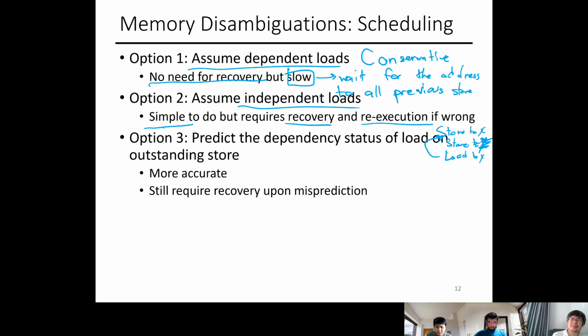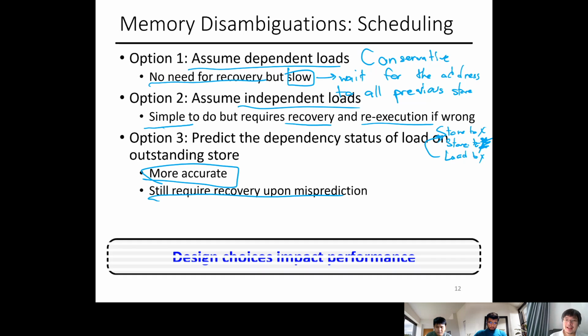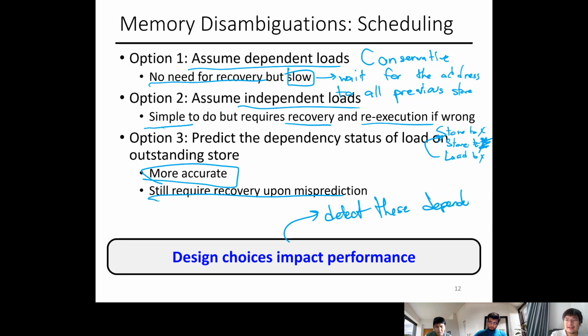Option 3 is the same as option 2, but you're going to be more accurate, basically. It still requires recovery about misprediction. There are papers, I think already in the reading list, that have a way to detect these dependencies. So this is a design choice, right? You can pick one of these options and you can pick a different predictor, because they are going to impact performance.